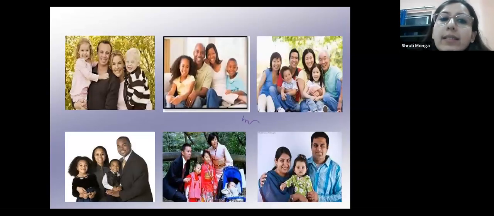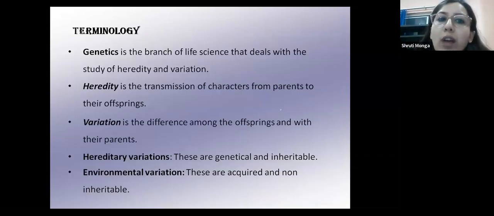Like you can see in this picture, these are pictures from different families. You will see that the children in all these pictures somewhat resemble their mother or the father. Okay. So why? Because the characteristics are being passed from one generation to the next generation. So this is the introduction to genetics and heredity.